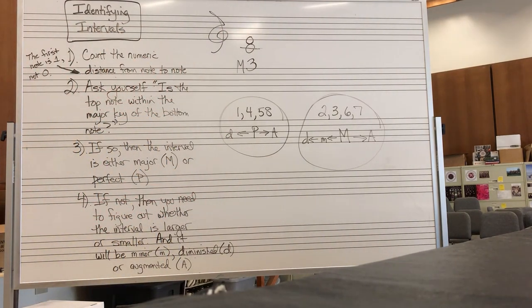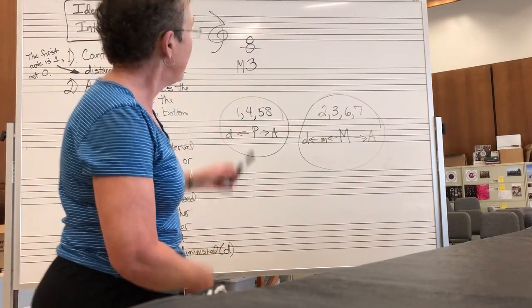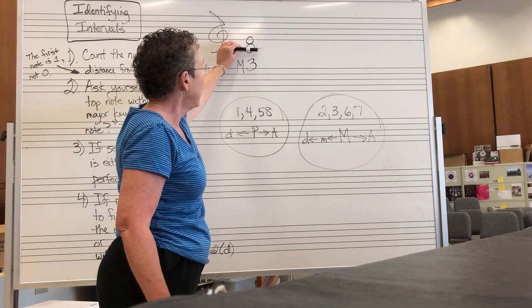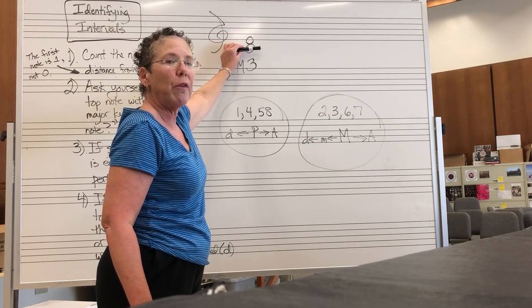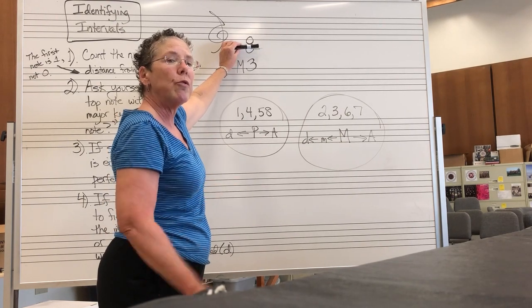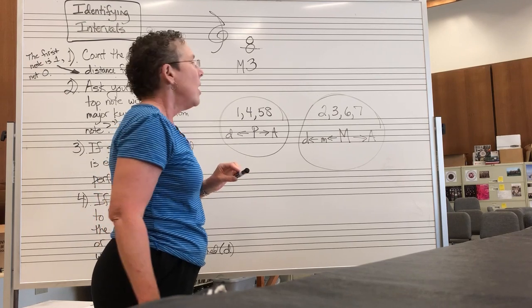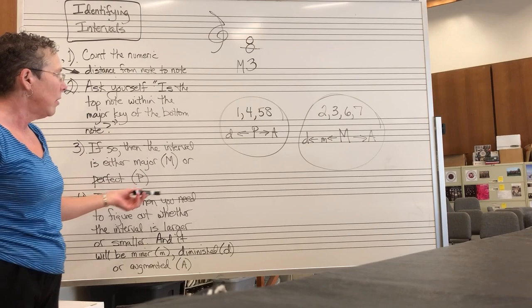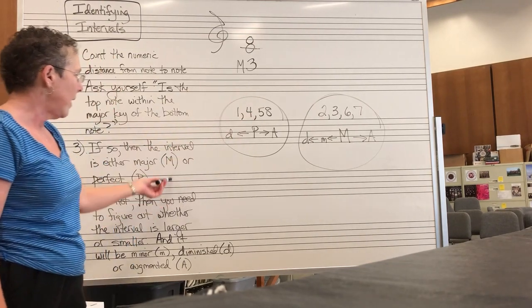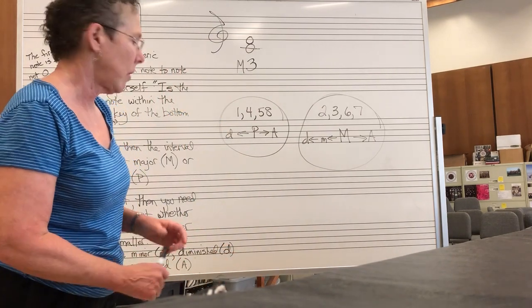And I want to do a bunch of these, but I want you to know that within a major scale, if the top note is within the key of the bottom note, it's so important that we know our circle of fifths, or that you have one handy when you're doing these exercises so you can always look at the key of the bottom note. If it's within the scale, it's perfect if it's a 1, 4, 5, or 8, and it's major if it's a 2, 3, 6, or 7. Okay?